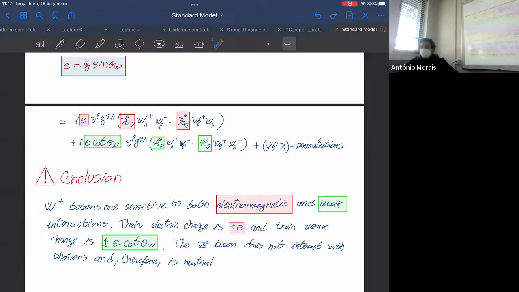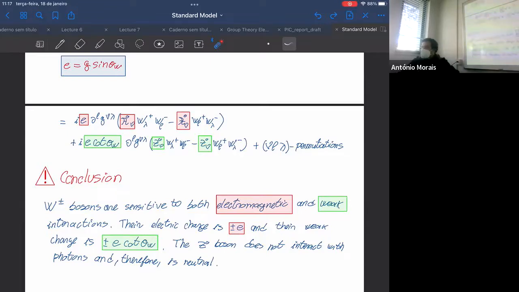Also, the Z boson does not interact with the photon, therefore it's neutral. But I can also say that the photon does not interact at the triple vertex level with the Z boson, so it is not sensitive to the weak charge, to the weak interaction.